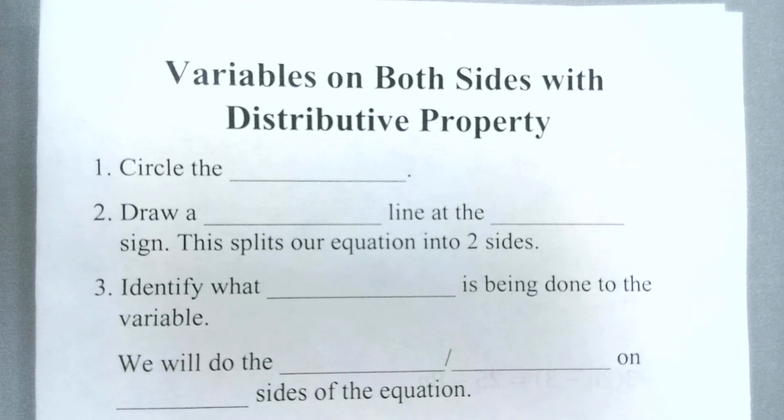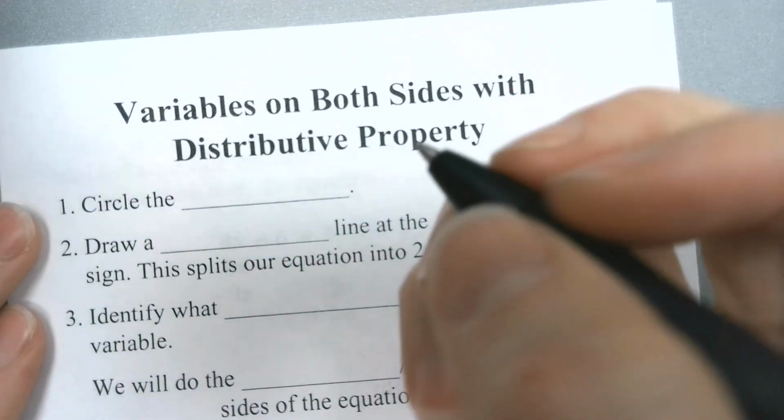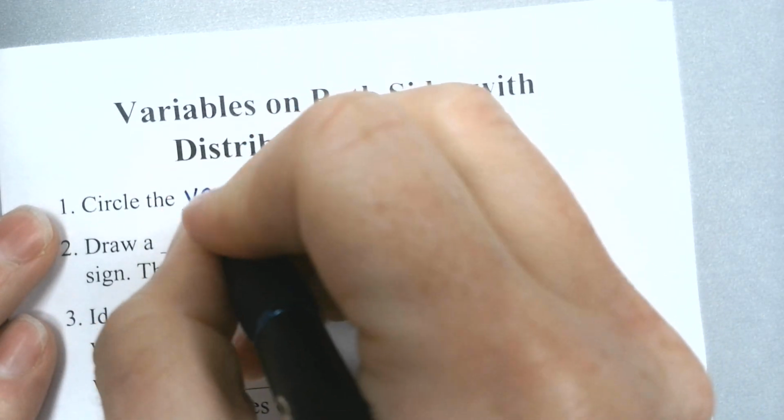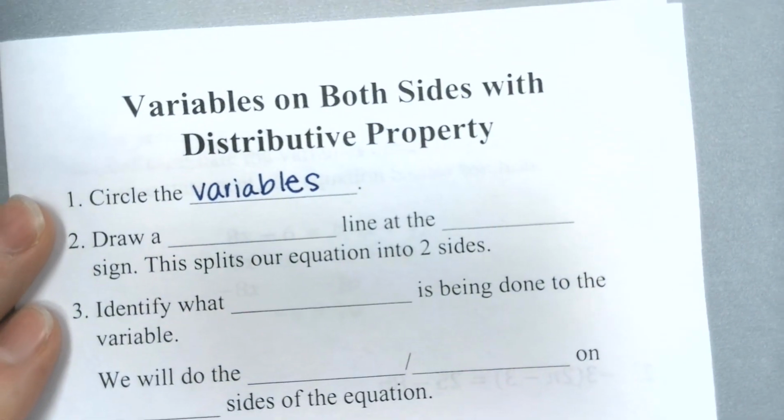Let's solve equations with variables on both sides that also may have the distributive property. So first step, you should recognize this. We're going to circle the variable. So this time you're going to have variables on both sides. So variables, we're going to add an S there.